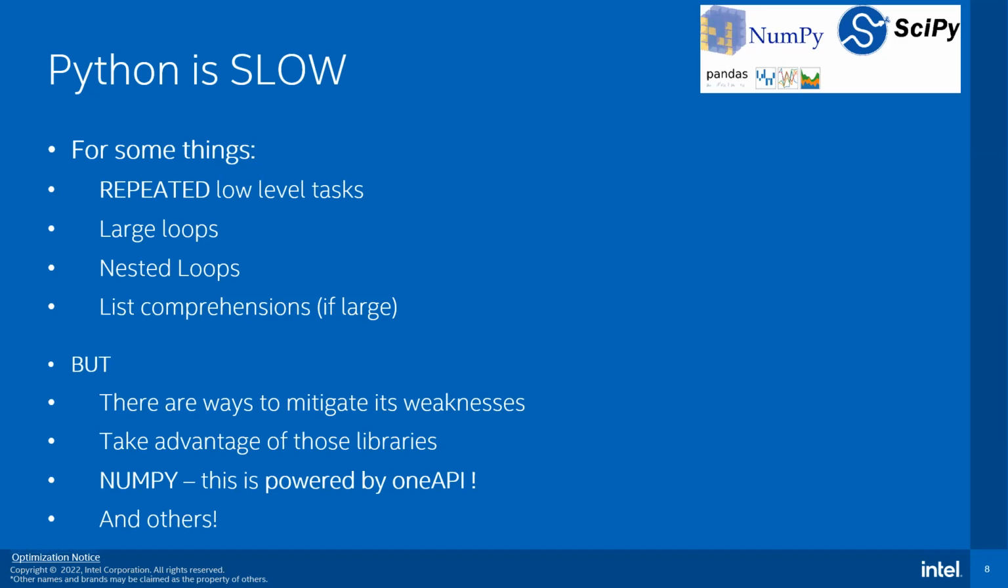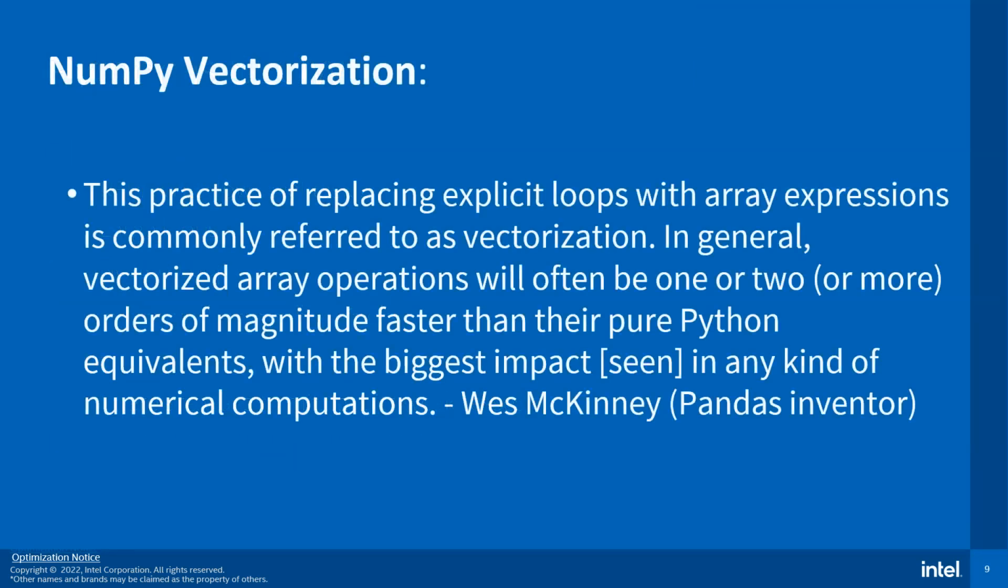Let me just show you why these things are a problem. I'm going to start with a quote from Wes McKinney. He's the inventor of Pandas, so he has a little bit of an idea of numeric manipulations in Pandas. His statement here is that this practice of replacing explicit loops, which I'm going to be showing you today, with array expressions is commonly referred to as vectorization.